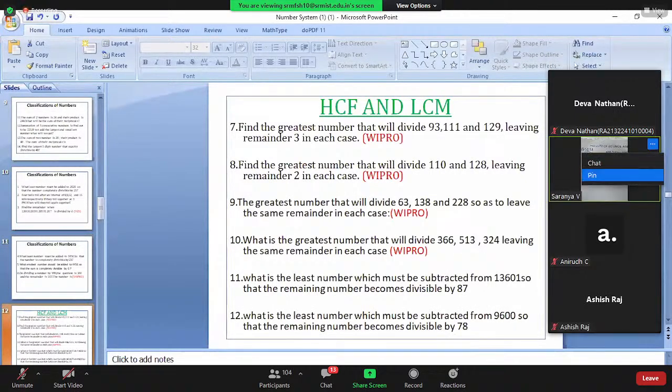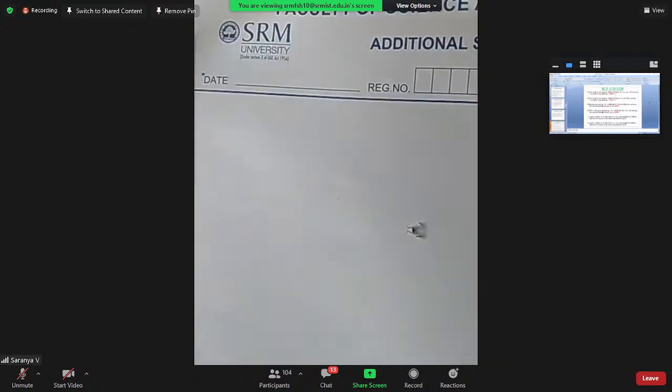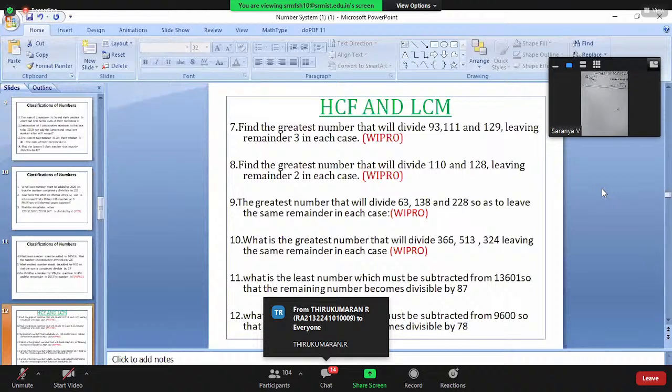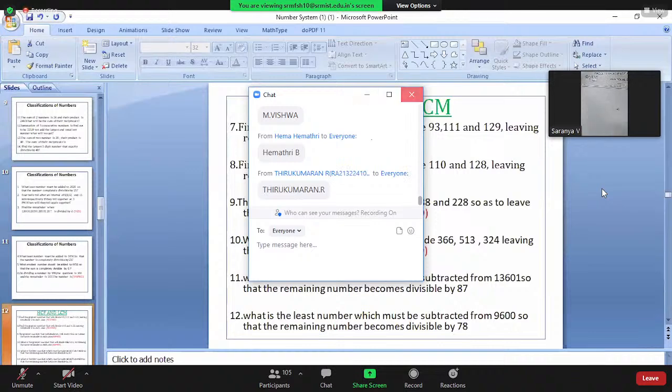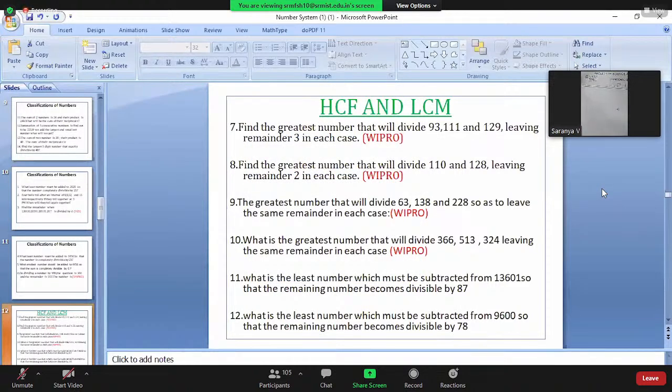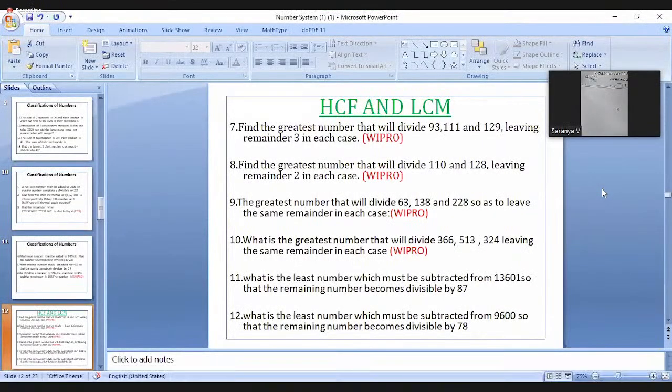Okay, we have completed a few problems in the classification of numbers and also the unit digit topic. This weekend I'll give the worksheet, not the assignment, worksheet. This Saturday, I'll give the worksheet after completing the HCF and LCM. So we are in the next topic, that is HCF and LCM. I think as an MCA student, you know how to calculate HCF and LCM. Anyway, I'll recall the same.